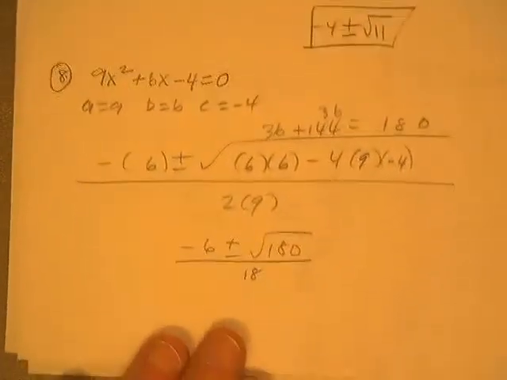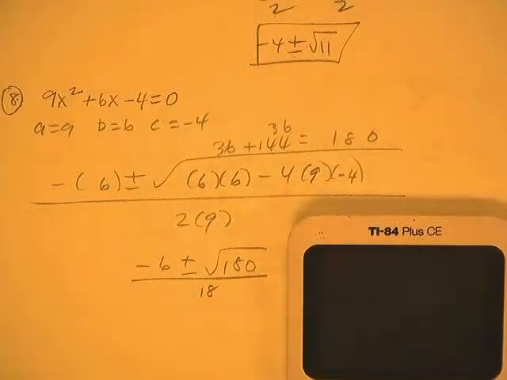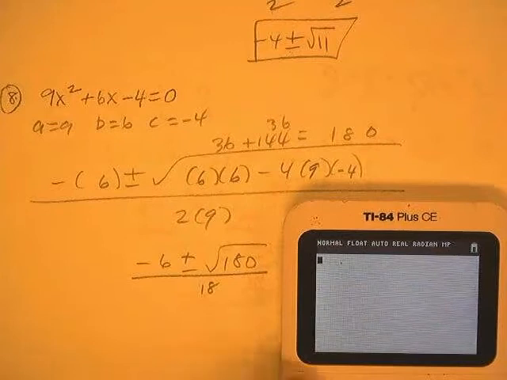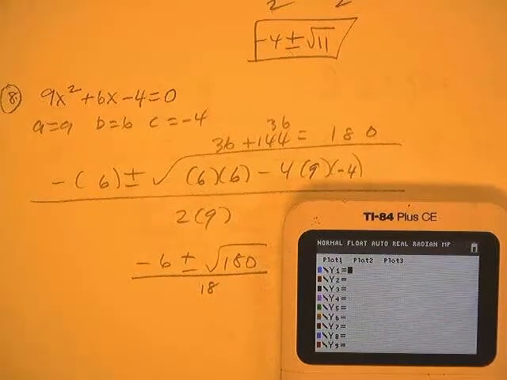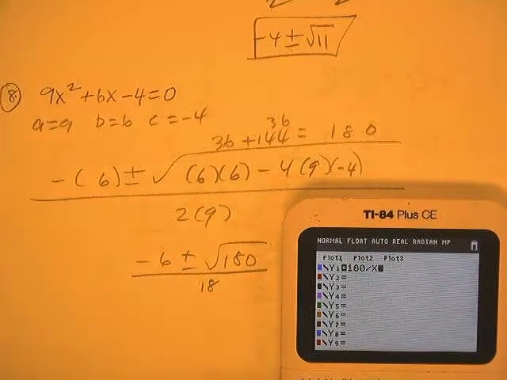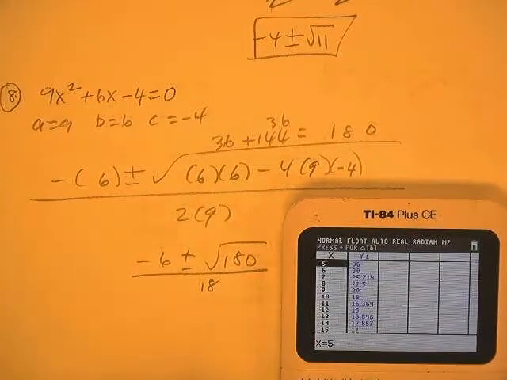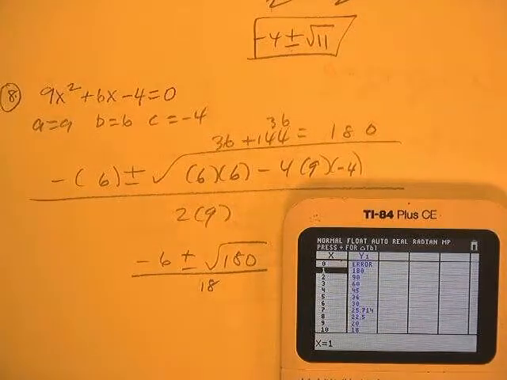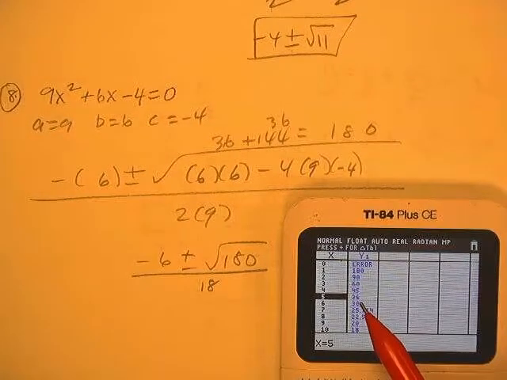Now for root 180, we're going to have to simplify that. So let's remember how we do that. We go over here to y equals, and we just do 180 divided by x. And then we want to go to the table. And I'm going to start up here. I'm going to look for the biggest perfect square I can find. Ooh, there it is. Look, 36.